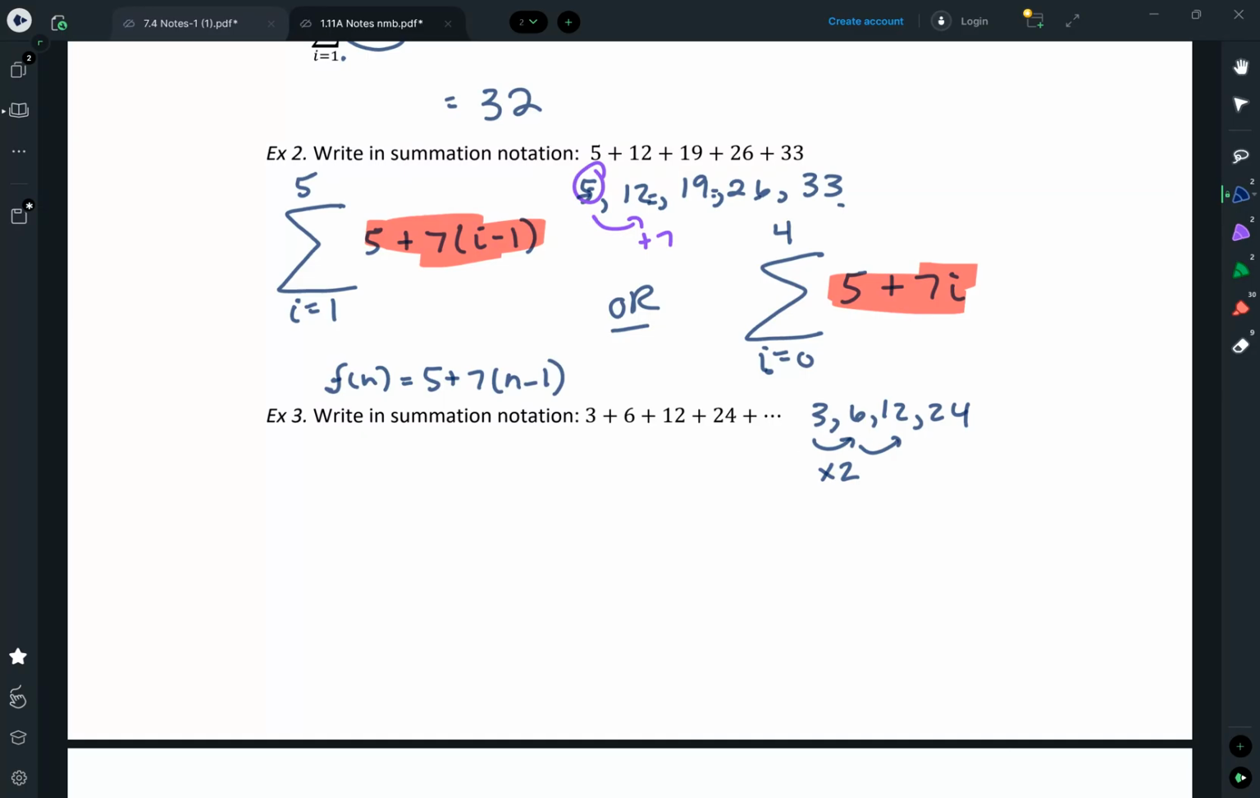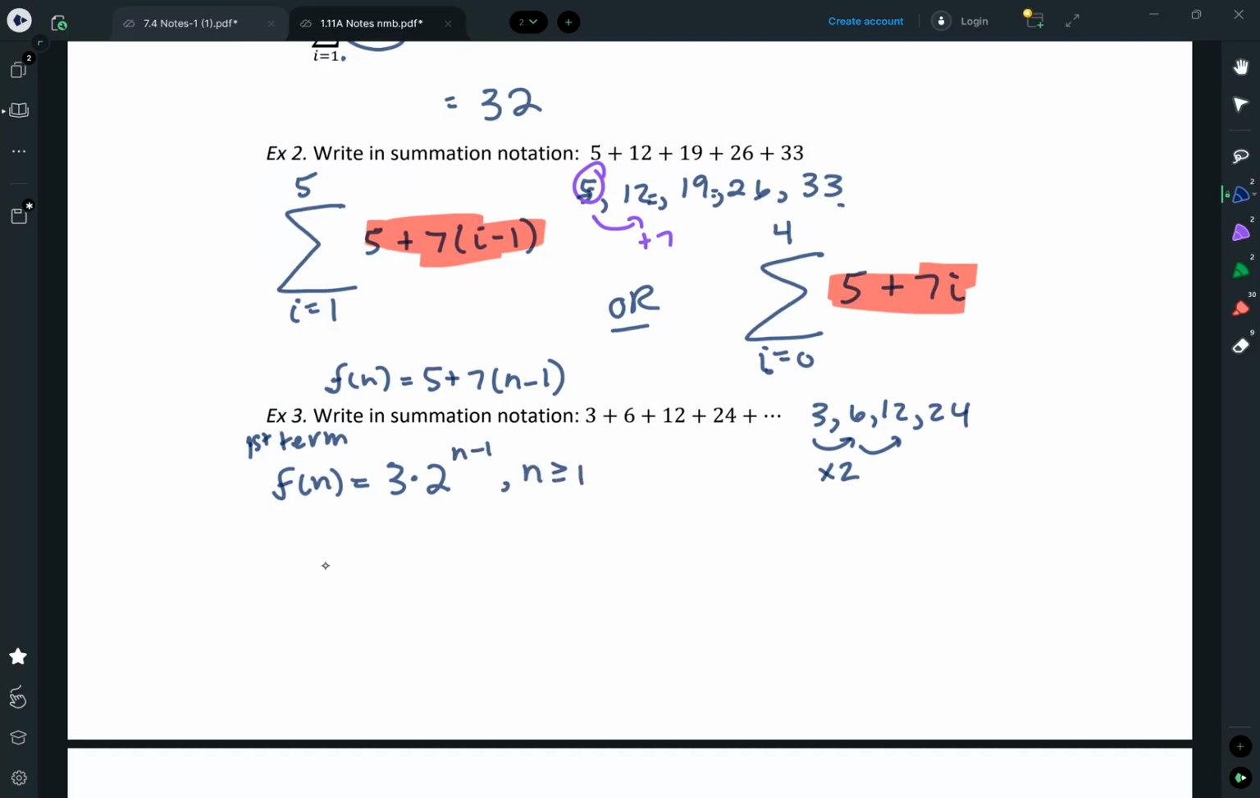So again, I want to think, what is my rule for this? And maybe we start with f of n first. I don't know if that's the right thing to do or not, but maybe we start with f of n. If I let this be my term 1, my first term, then my f of n would be my start, 3, times my growth factor, 2, to the n minus 1 power. That would be for n greater than or equal to 1.